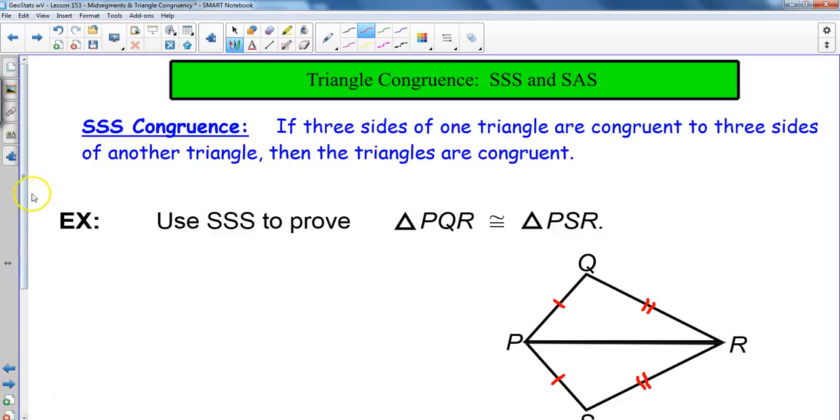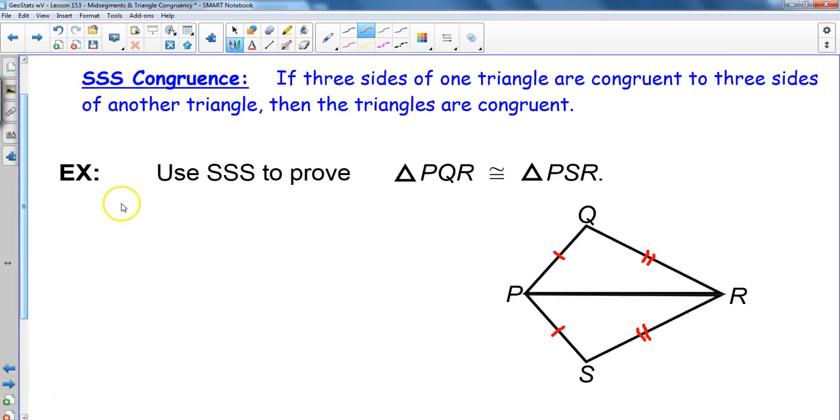Again, the structure of these arguments or proofs is pretty similar to what we looked at before. The first thing is we need a let statement. So let the diagram be given. We see that we've got a couple different things going on. Number one, PQ is congruent to PS. QR is also congruent to SR. And then we've got to find a way to make a third side argument.